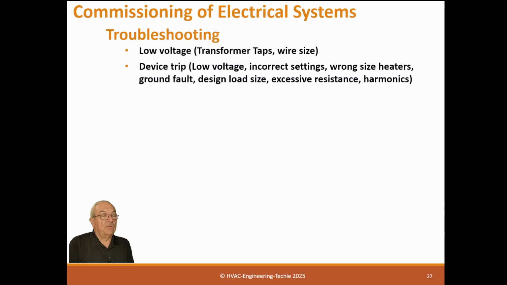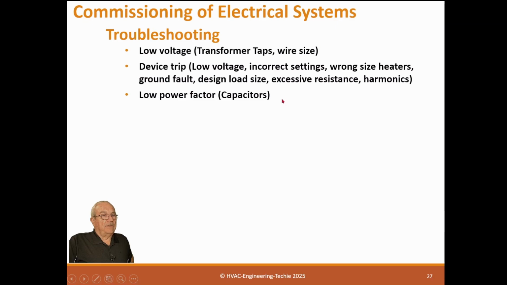Device trip: low voltage, incorrect settings, wrong size heaters, ground fault, design, load size, excessive resistance, harmonics. If you get a trip device, you're going to have to do a little investigation to figure out what's going on. Normally, it's that it's programmed incorrectly. When you get trips, that's normally the case.